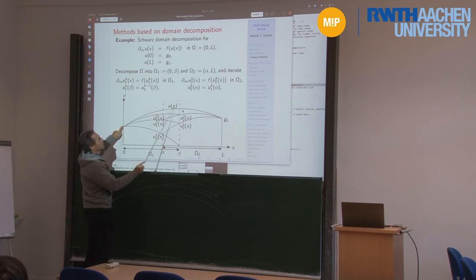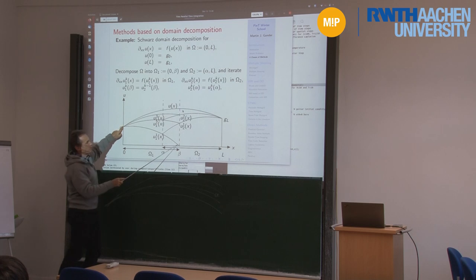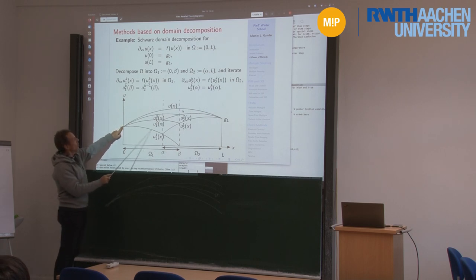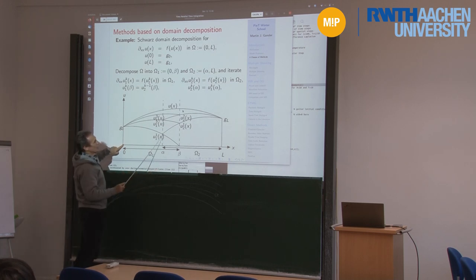Now, the real solution you want to get to is this one. But since we don't know that it has to go through here, we had to start with something. So this is a little wrong. But you can calculate on a smaller domain. And then you use this value along this interface here to calculate the solution on the second subdomain. And so you calculate here.